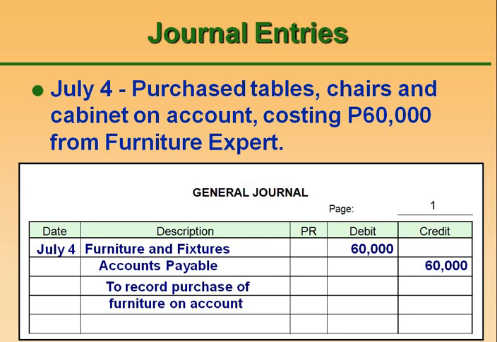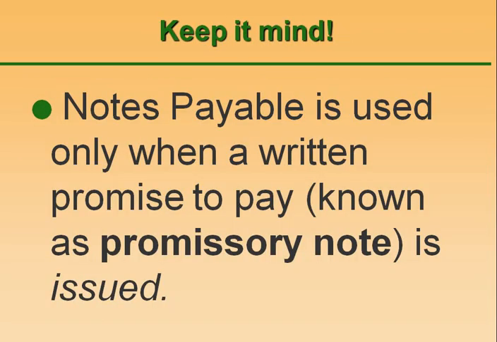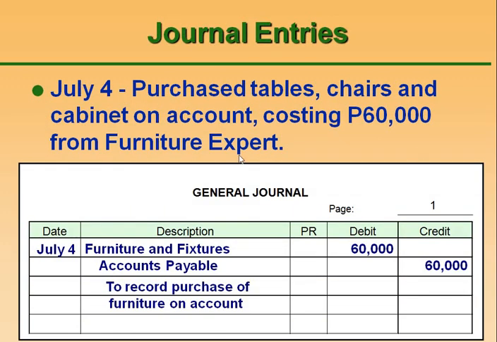We cannot use the other liability account given in the list of account names, the notes payable. We cannot use the notes payable because notes payable is only used when a company issues a written promise to pay, known as promissory note. Is there any mention about a note being issued by the company here? There is none. So we only credit accounts payable, not notes payable.